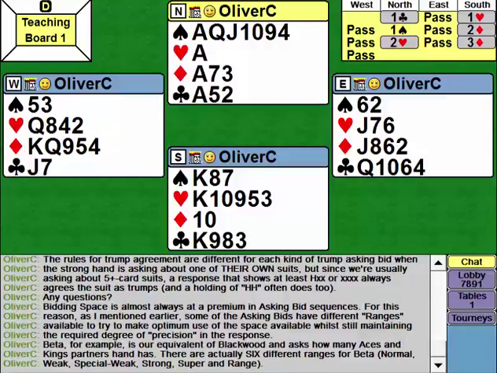The rules simply determine that the one spade bid here is asking about spades rather than anything else, and that the one no trump bid is asking about controls rather than about anything else. Okay, any questions so far about ranges?